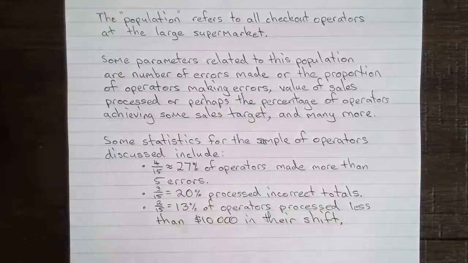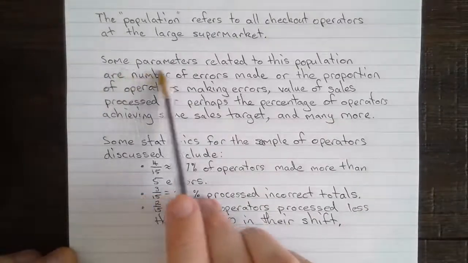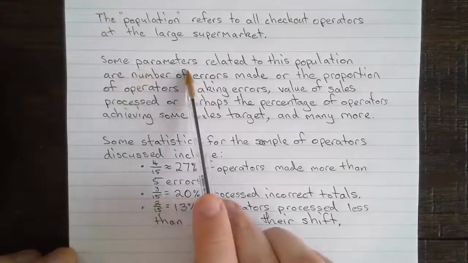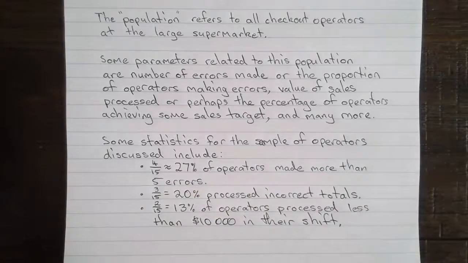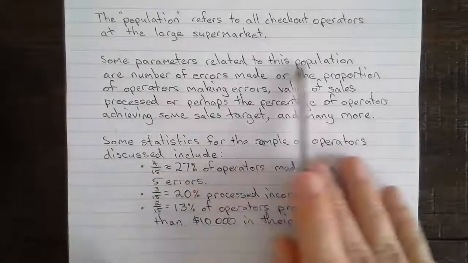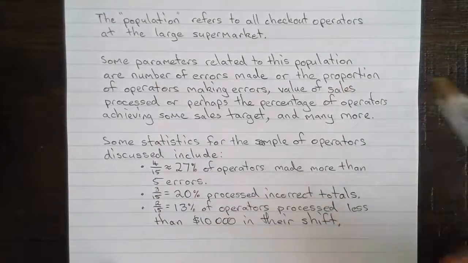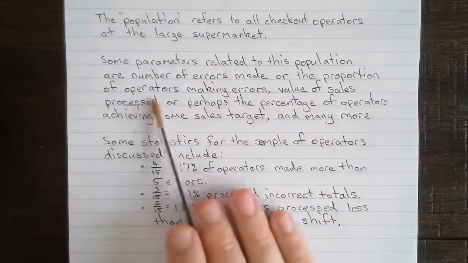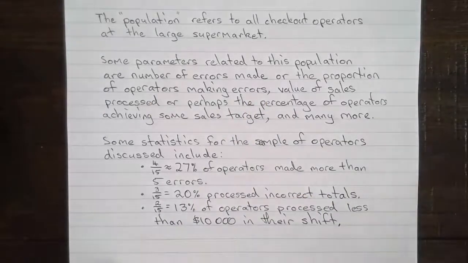Second, we're asked to identify some parameters. Well, again, I use the words of the question in my response. Some parameters are, some parameters related to this population, or so on. Some parameters related to this population are the number of errors made, or, for example, if you wanted to get a bit deeper, the proportion of operators making errors, or the proportion of operators making a certain number of errors.